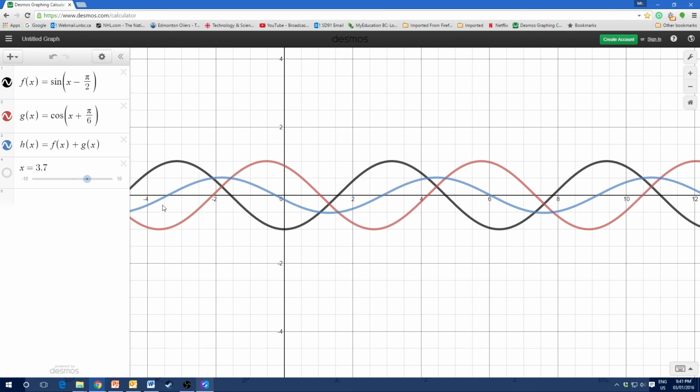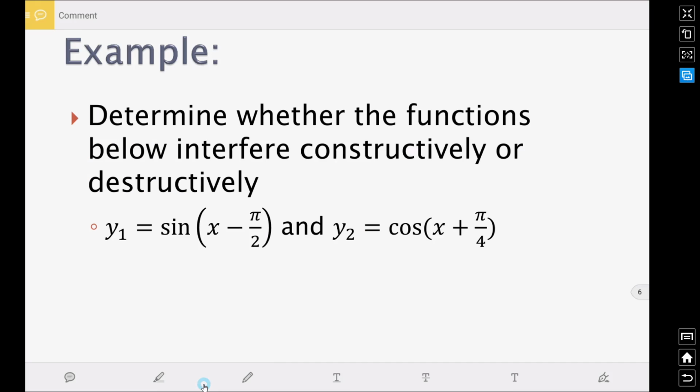But all it really does is take the functions, add them together, and create a new function.